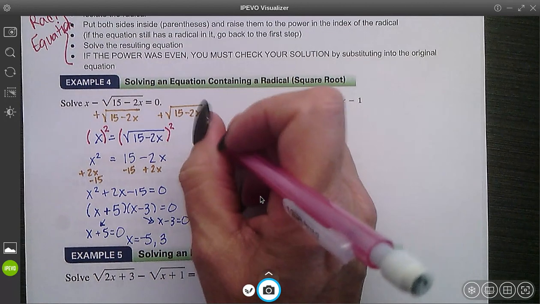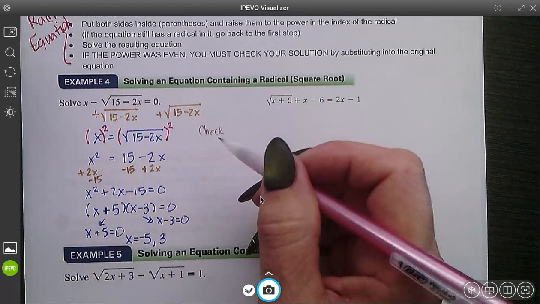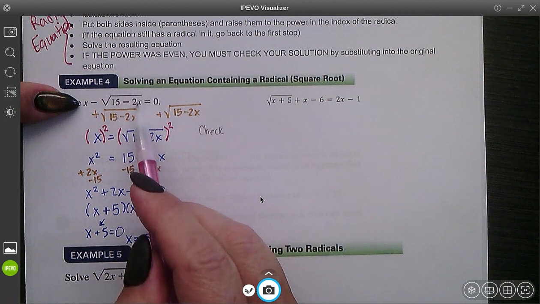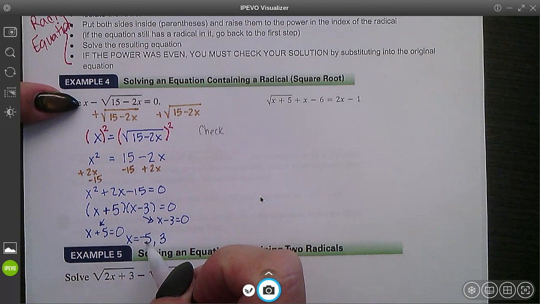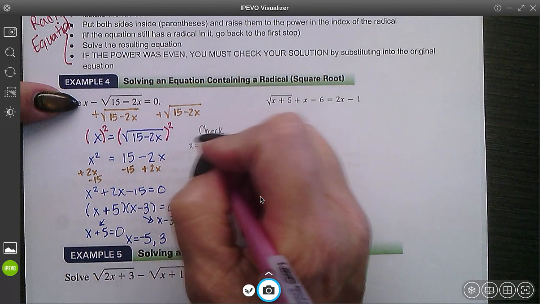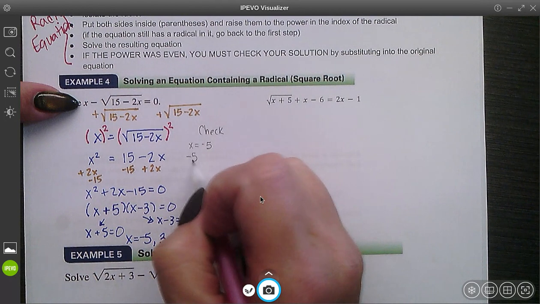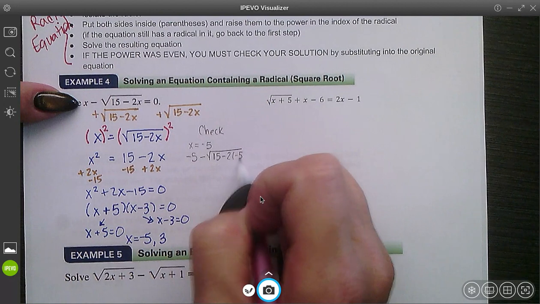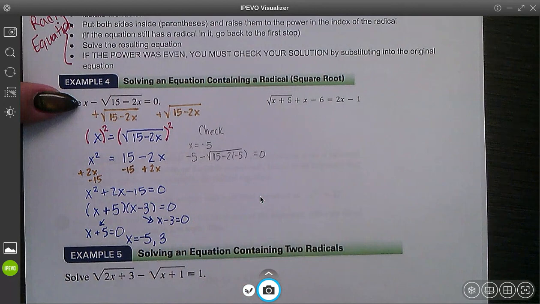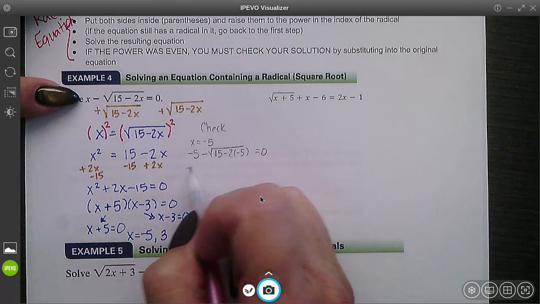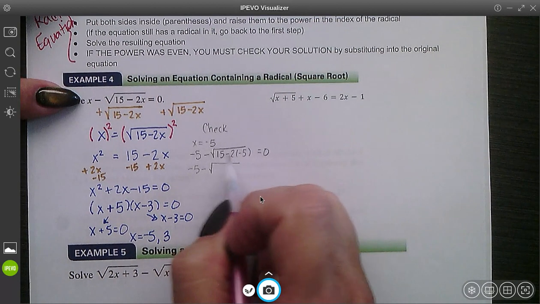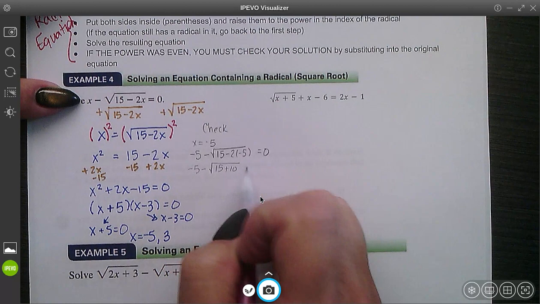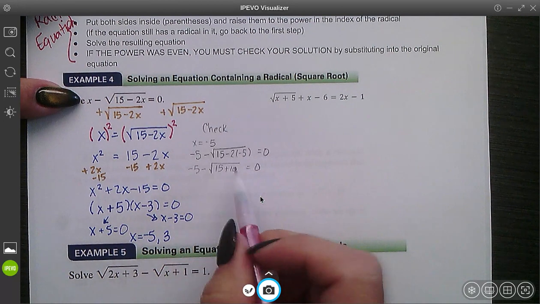So when I check, what I'm going to do is go to my original equation and replace all of the x's with each number, and I have to do this twice. So if x is negative 5, I would write negative 5 minus the square root of 15 minus 2 times negative 5. And I'm checking to see if that equals 0. So that'll be negative 5 minus. Negative 2 times negative 5 is positive 10. So 15 plus 10 is 25.